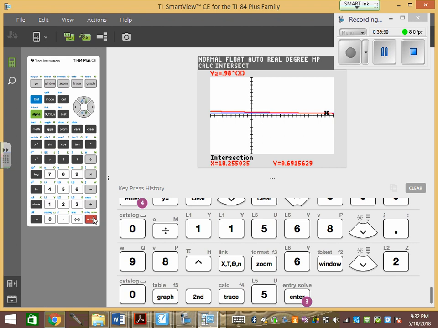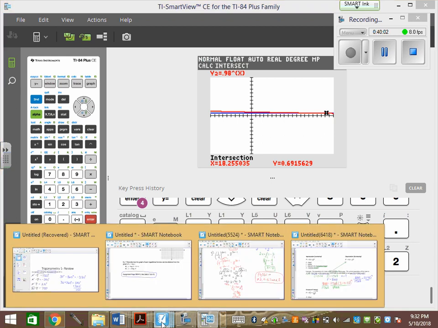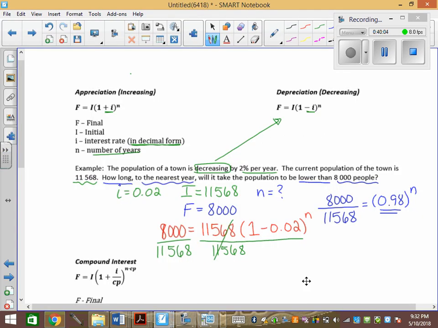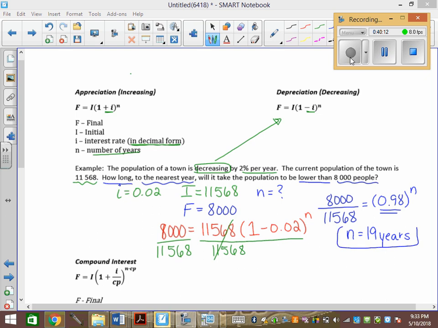18.25, and I need to be below 8,000. If I round it to 18, the population isn't below 8,000, it's more. And I need it to fall to below 8,000, so lower than 8,000, so I need it to be 19 years. Because it says to the nearest year.